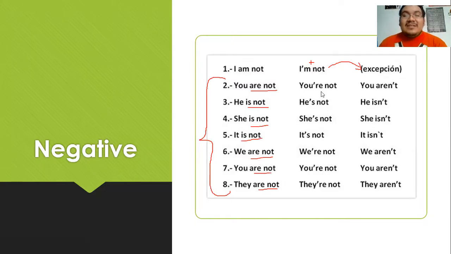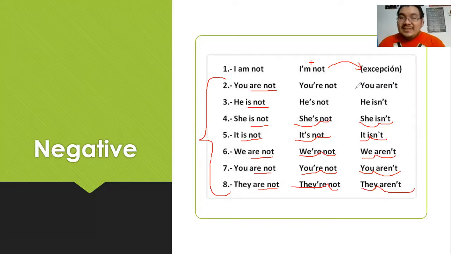Entonces, en vez de decir you're not, decimos you aren't. He's not, decimos he isn't. ¿Ok? En vez de decir she's not, decimos she isn't. It's not, decimos it isn't. We're not, decimos we aren't. You're not, decimos you aren't. They're not, decimos they aren't.